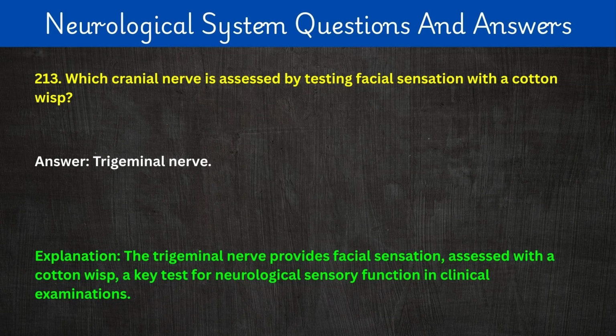213. Which cranial nerve is assessed by testing facial sensation with a cotton wisp? Answer: trigeminal nerve. Explanation: the trigeminal nerve provides facial sensation, assessed with a cotton wisp, a key test for neurological sensory function in clinical examinations.